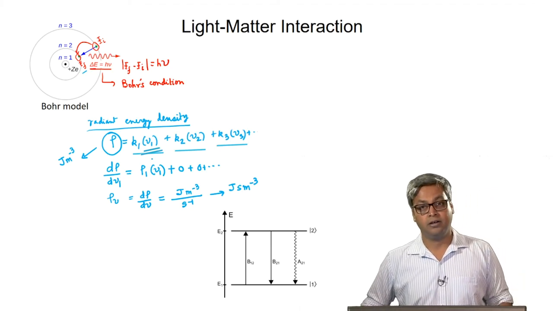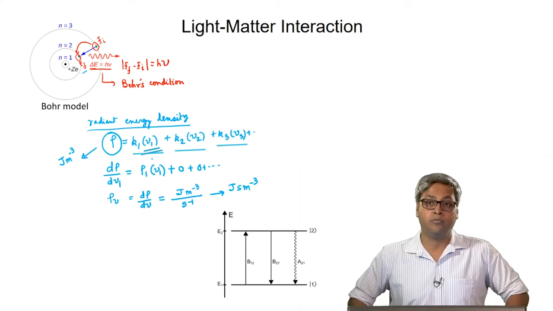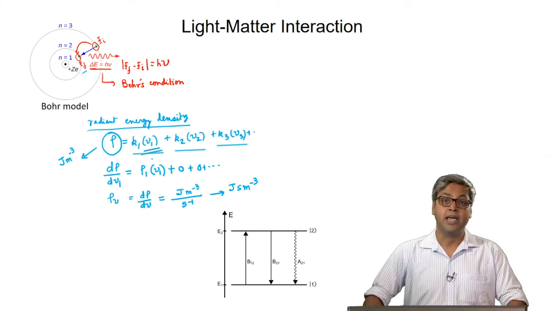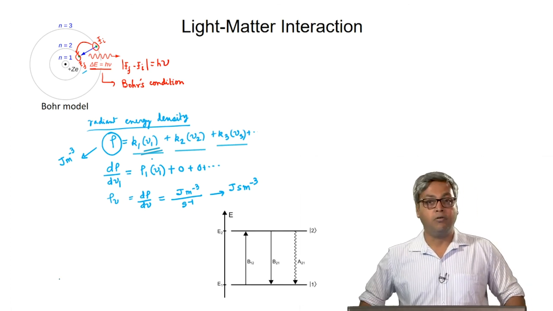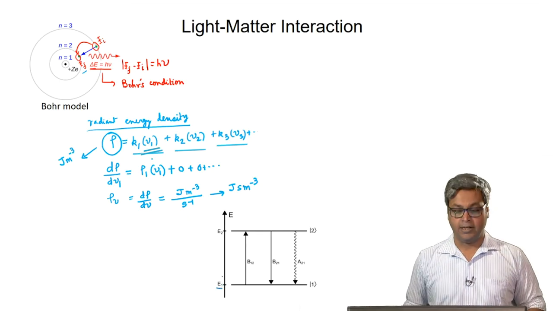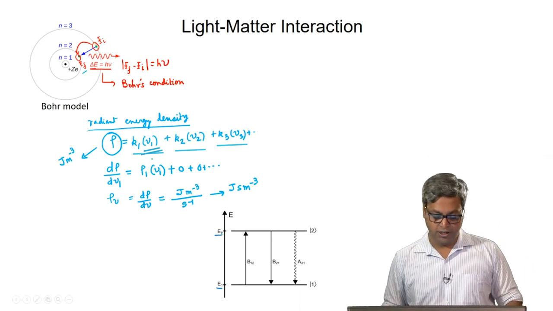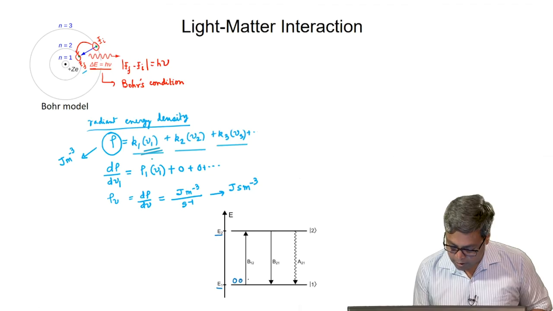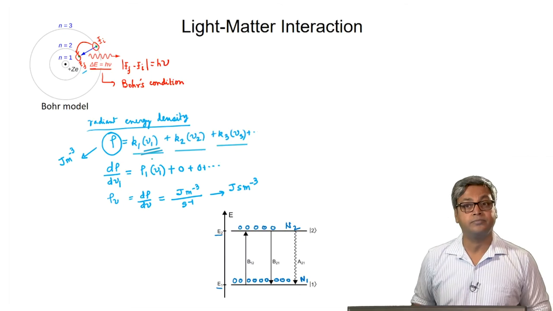On the other hand, for spontaneous emission, we do not need light. That is, atoms or molecules from a higher energy state can come down spontaneously to a lower energy state. Now, let us consider two states, a ground state with energy E1 and an excited state with energy E2. And suppose initially there are N1 molecules in the ground state and N2 molecules in the excited state.